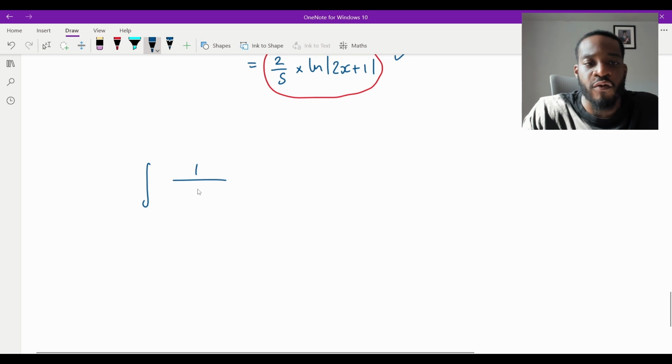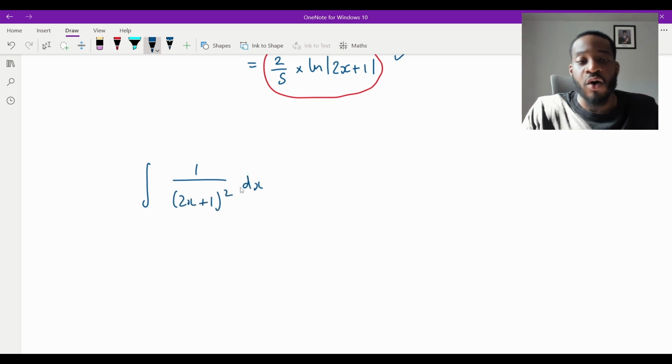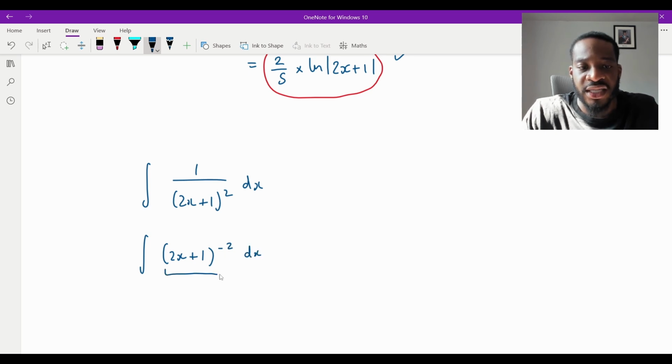So integrate 1 over (2x plus 1) all squared dx. Okay, now, how do I integrate something like this? Well, you can rewrite this algebraically. It's equal to (2x plus 1) to the minus 2, isn't it? Now, when I look at this, it looks to me like a chain rule problem, right?